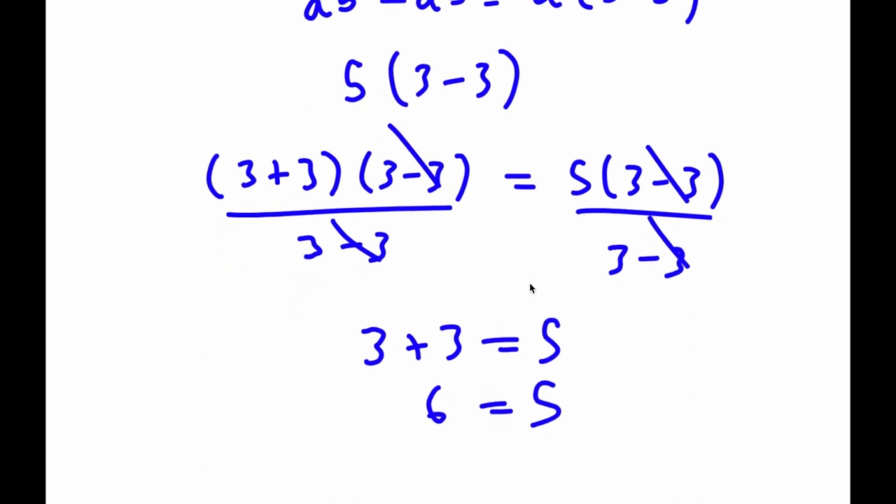And this is obviously wrong. The mistake is when I divided by 3 minus 3 on both sides, because 3 minus 3 is 0. So this is technically dividing 0 by 0, which is not 1, but has no defined value. So that's where this proof went wrong.